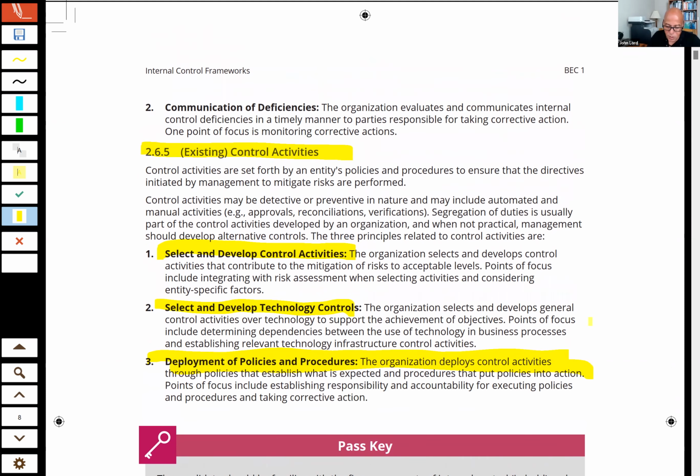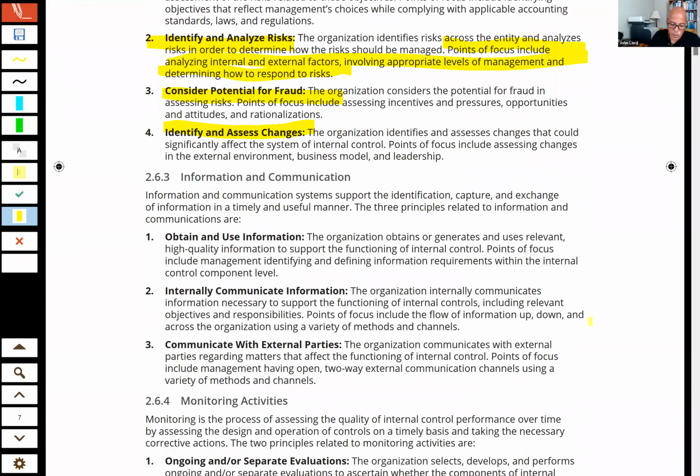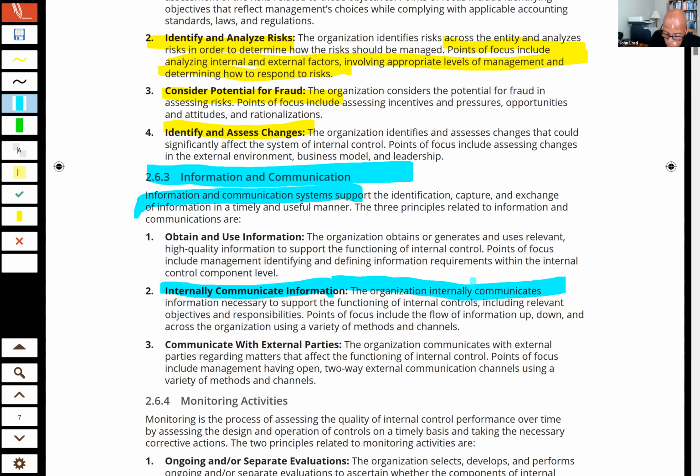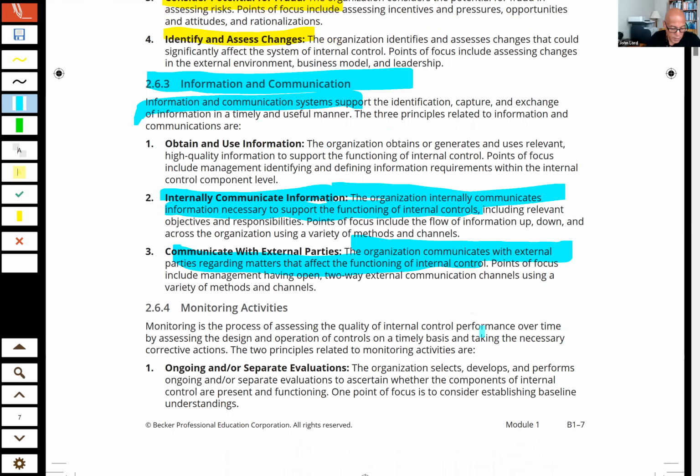Step four is, you can sit here all day and have all of these control policies and procedures, and if you don't do a good job communicating those, okay, you're going to communicate those internally so that individuals understand what their responsibility is for achieving the different control objectives. The organization internally communicates information necessary to support the functioning of the internal control. And then we are going to communicate with external parties regarding matters that affect the functioning of the internal control as well. Classic example there, they don't say it necessarily, but they're really talking about we have to communicate with the CPA firm, maybe with regulators. We put all that in place and then we monitor.